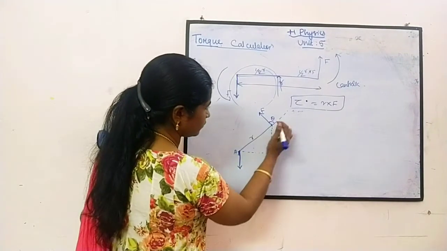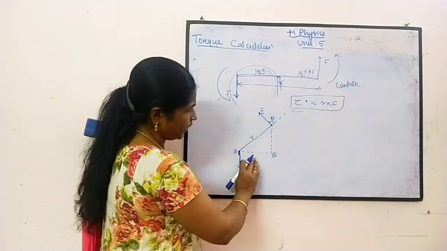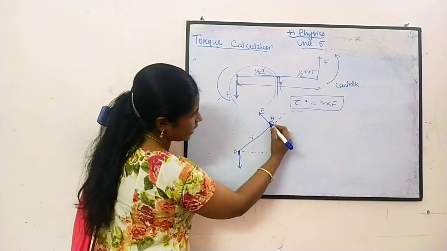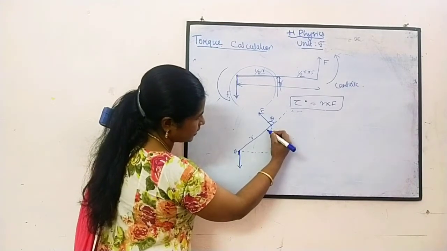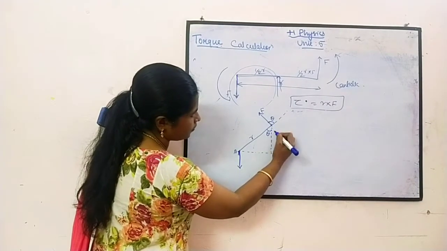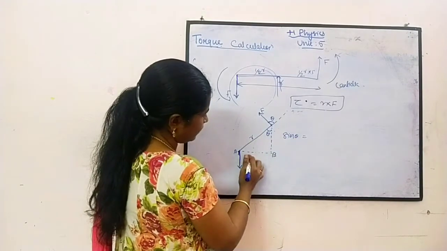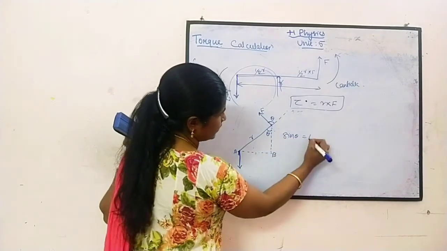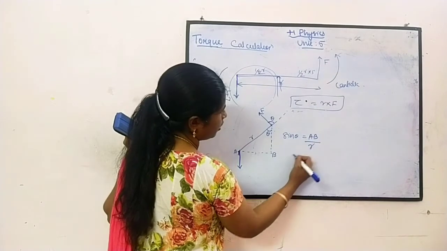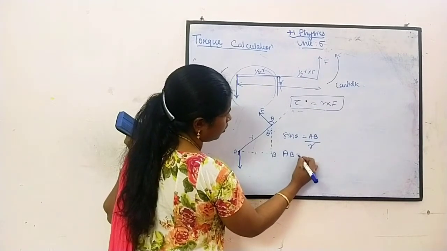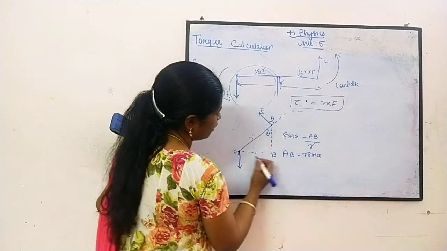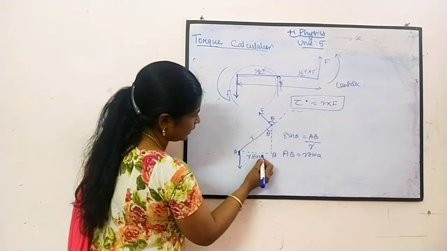So first you find out this distance. If this angle is theta, definitely we know that this angle is also theta. So from this I can write sin theta equals opposite side by hypotenuse. Opposite side is AB, and the side is R. So AB is R sin theta.